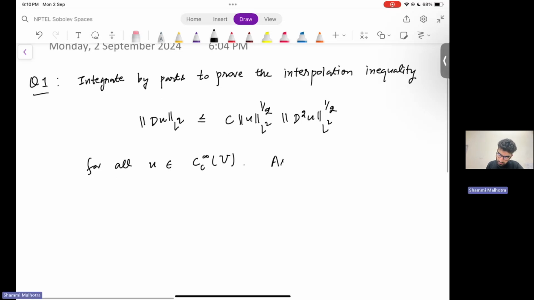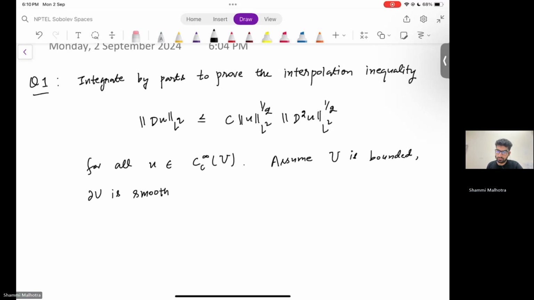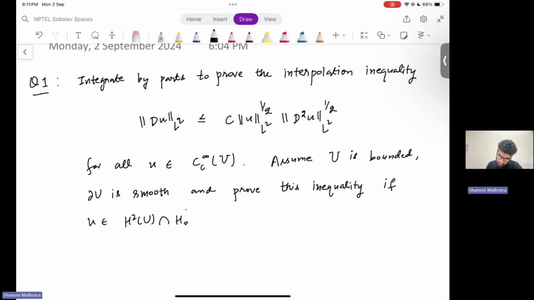Next, assume this neighborhood U is bounded, and the boundary of U is smooth, and prove this inequality then, if u belongs to H2(U) intersection H0 1(U).